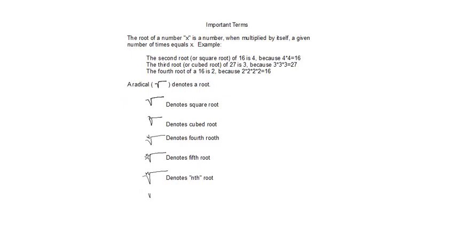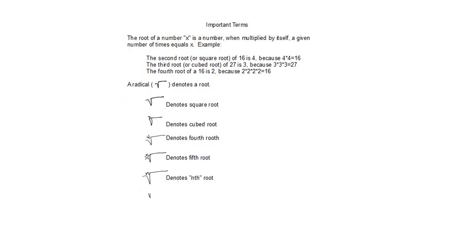So as we notice in those three examples, 4 squared is 16, so the square root of 16 is 4. 3 cubed is 27, so the cube root of 27 is 3. And 2 to the fourth power is 16, so the fourth root of 16 is 2.